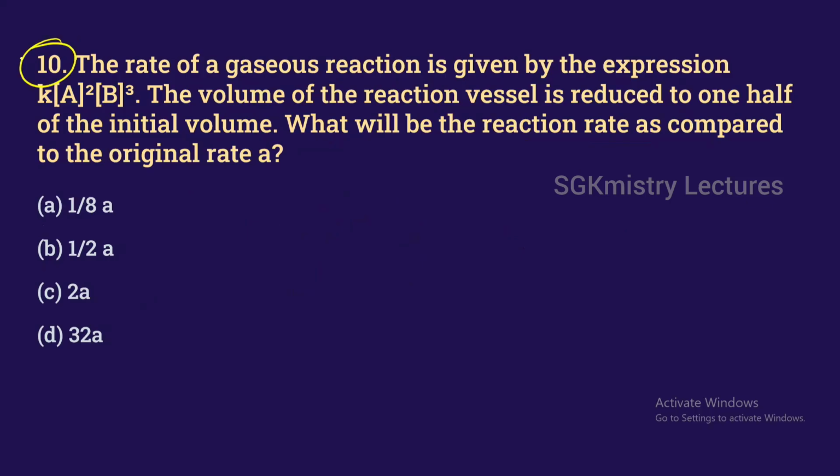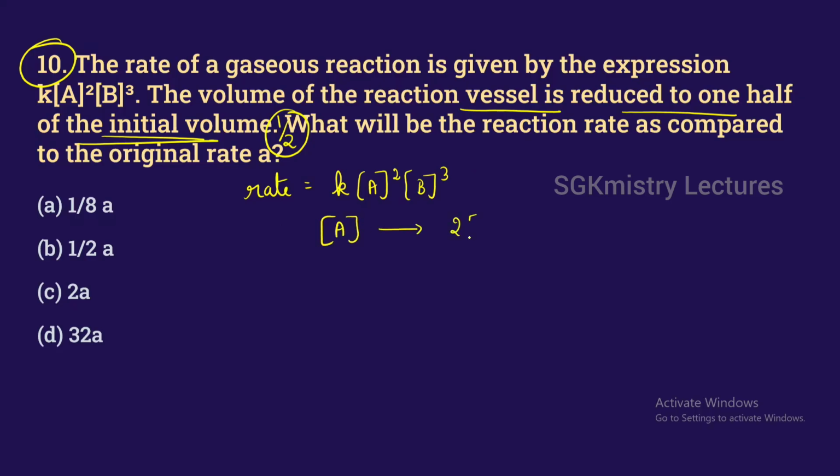Next, question number 10. The rate of a gaseous reaction is given by the expression rate is equal to K into A to the power of 2, B to the power of 3. The volume of the reaction vessel is reduced to 1/2 of the initial volume. So now we know that the volume is reduced to half of the initial value. So that means when the volume is reduced to half, the concentration becomes double. Okay, so A now becomes 2 into A, whereas B now becomes 2 into B because of the reduction in volume to half of its initial volume.